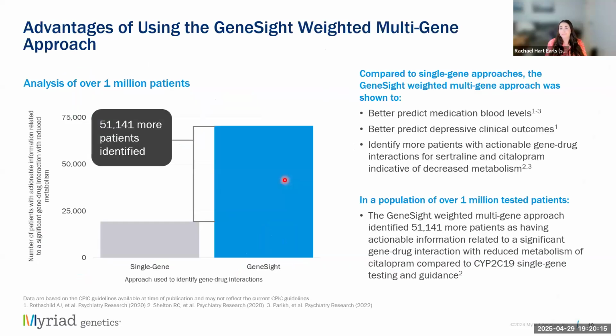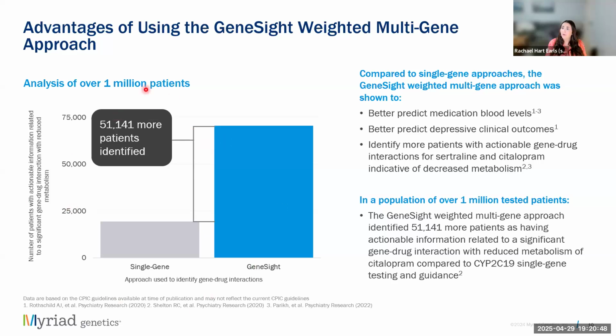So the real question, why does this matter? Why should you care about this as a clinician? Do these methods really have any differences in outcomes for patients? And we have 3 studies here indicating that when a weighted multi-gene approach is actually used, it is a better predictor of medication blood levels of certain psychotropic medications compared to if you just look at a single gene alone. And one of these studies showed that the weighted multi-gene approach was actually a better predictor of clinical outcomes as well compared to single gene testing.